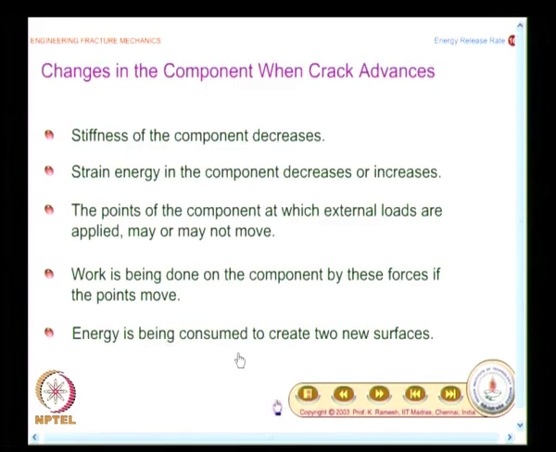And another important aspect you will have to keep in mind is, energy is being consumed to create two new surfaces. This is the key statement in Griffith's approach to fracture mechanics. He recognized the formation of two new surfaces requires energy. There is inherent resistance in the material, and formation of a crack requires two new surfaces to be formed. They consume energy, and this energy has to come from some source.